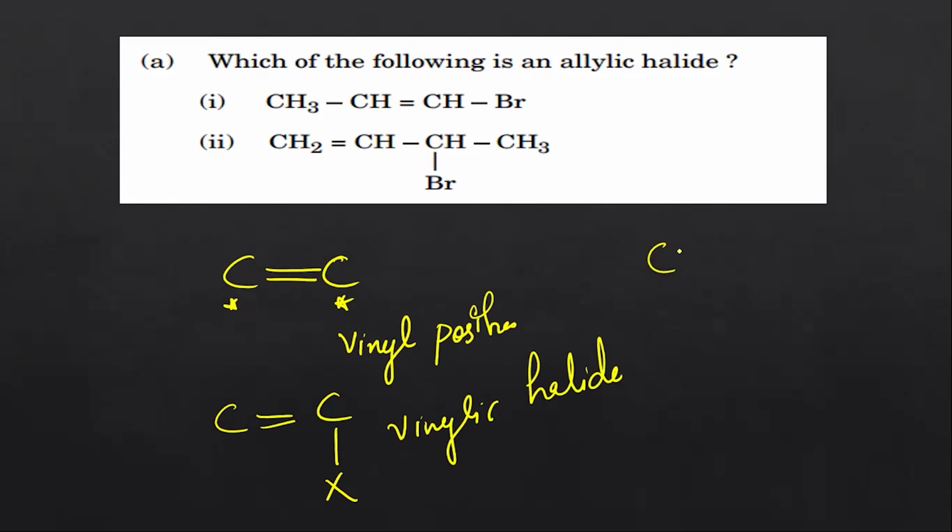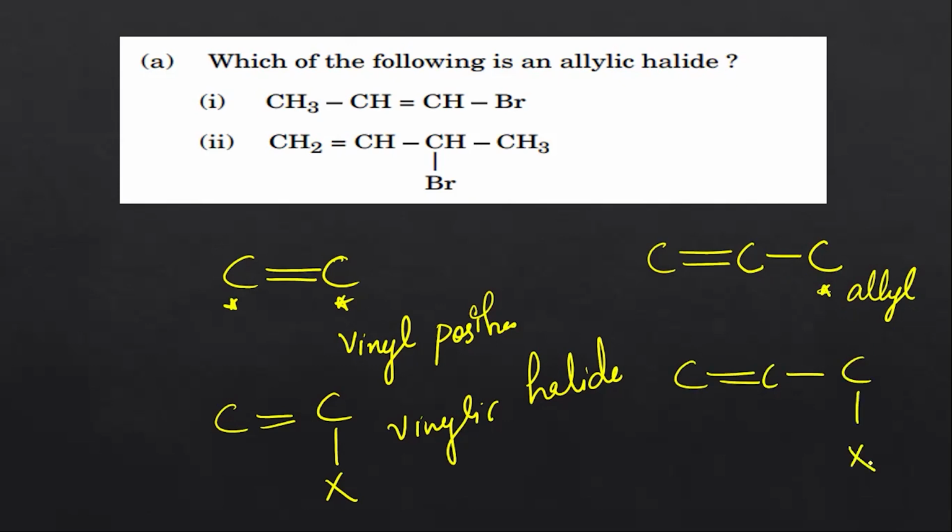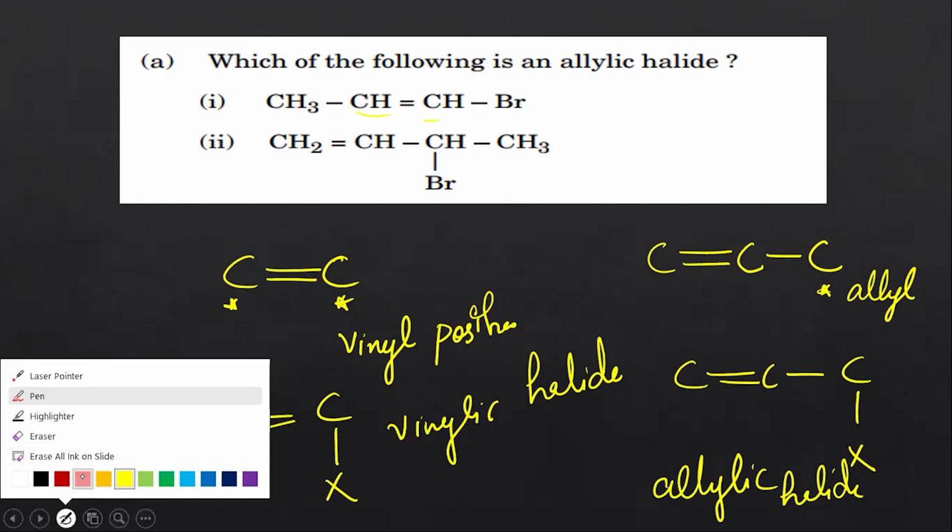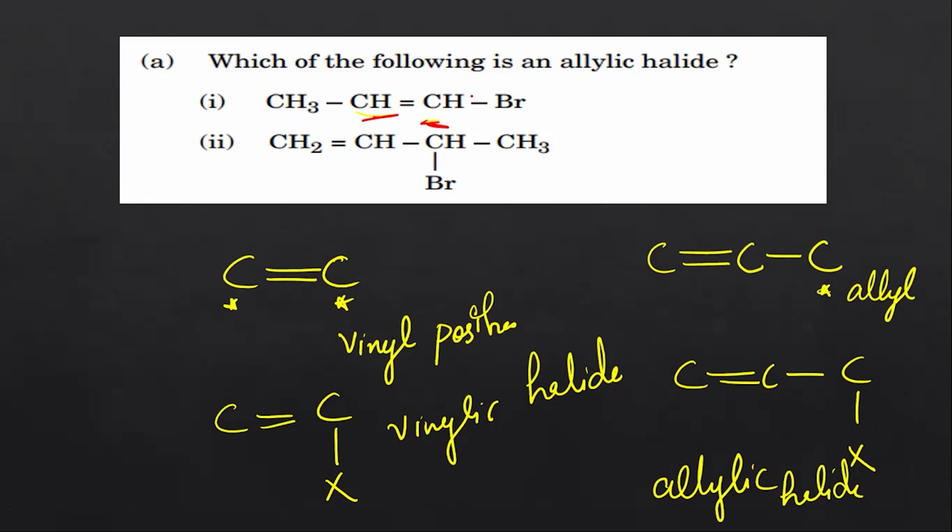Whenever there is a double bonded carbon, there is another next carbon. So this position we call the allyl position. When a halogen atom is directly present in this allyl position, it is an allyl halide. Now see, in the first one, the double bonded carbons are these two, and the halogen is directly attached to the double bonded carbon. So this is vinylic.